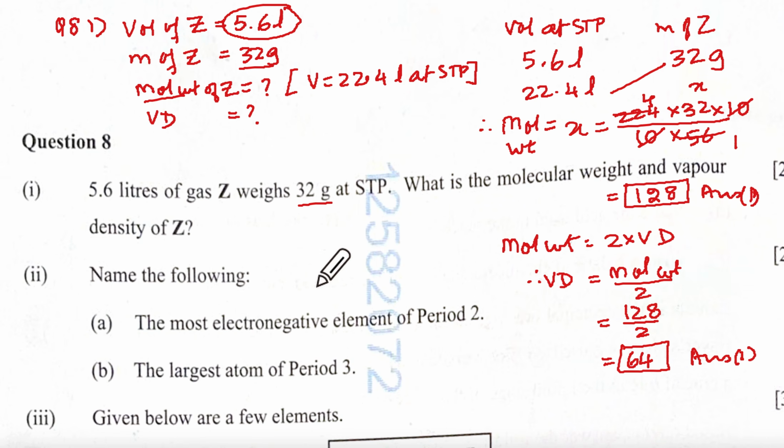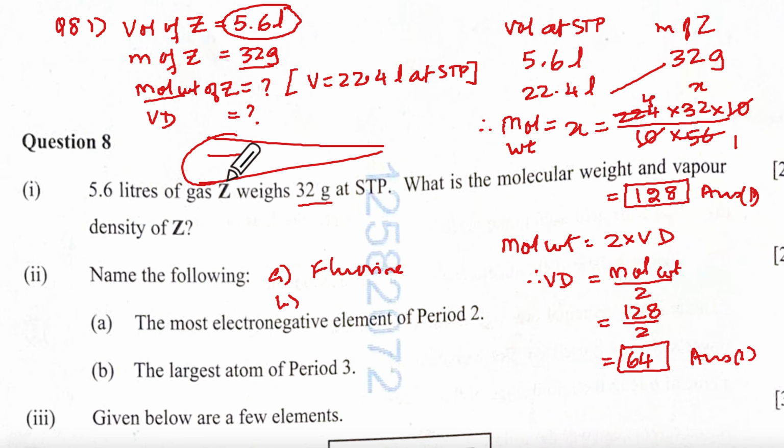Now for the second part, name the following. Most electronegative element. This seems to be a very easy paper. In period 2, it will be fluorine. That will be group 17, right? The largest atom of period 3. Period 3 starts with sodium and the atomic size decreases, so largest will be sodium.